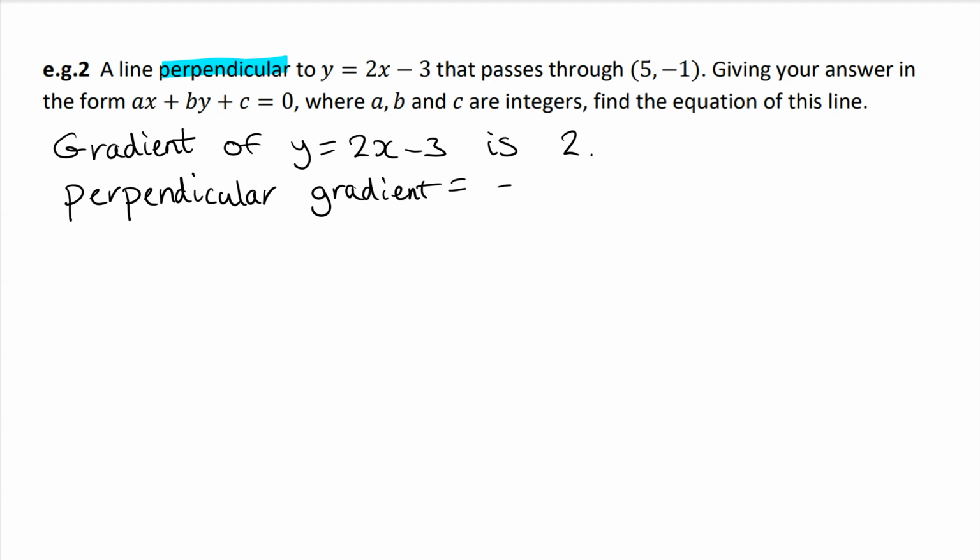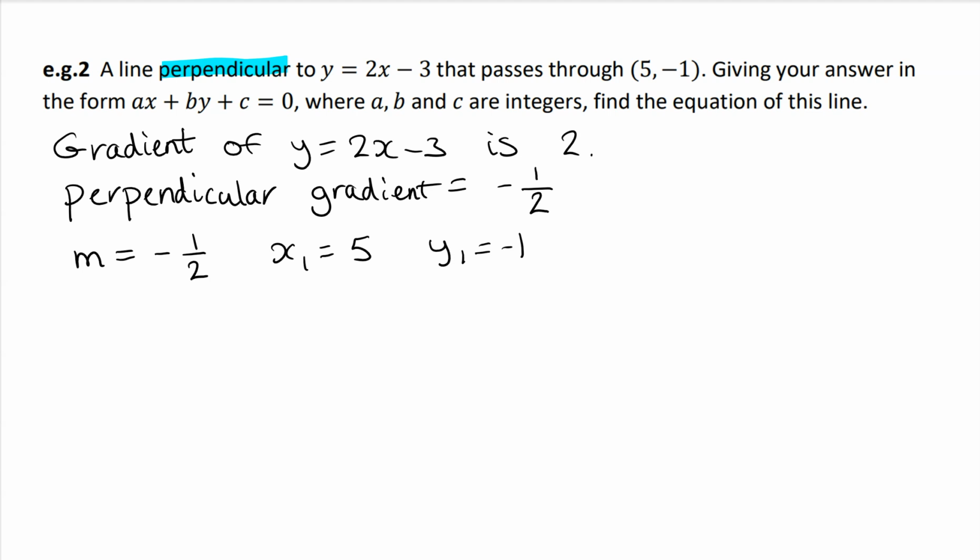And that is just going to be minus 1 over 2. Remember, when we find the equation of the perpendicular, we find the perpendicular gradient by doing 1 over the gradient and then changing the sign, the negative reciprocal. So now we have a line that has a gradient of minus a half, and we know the point (5, 1) lies on the line.